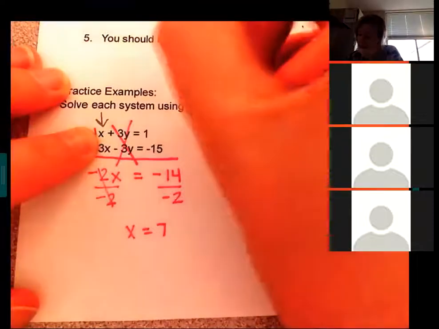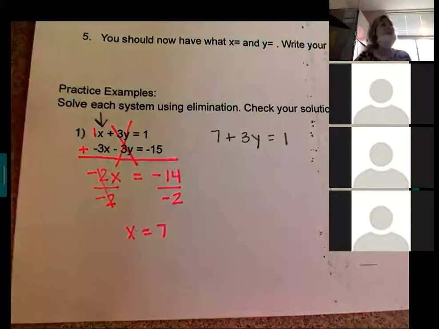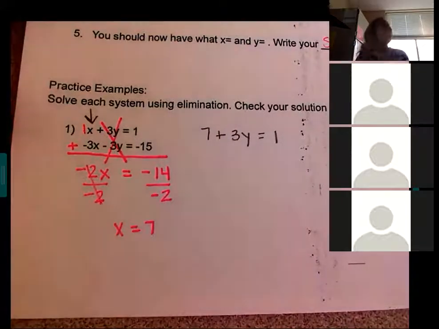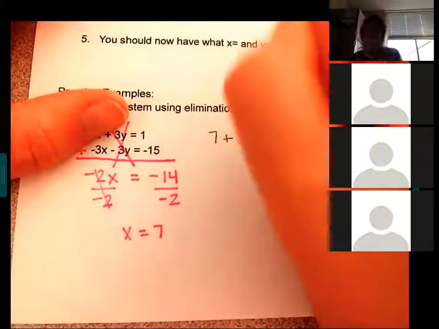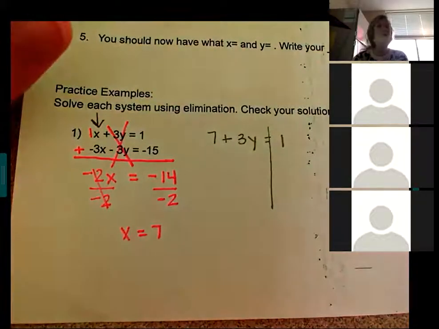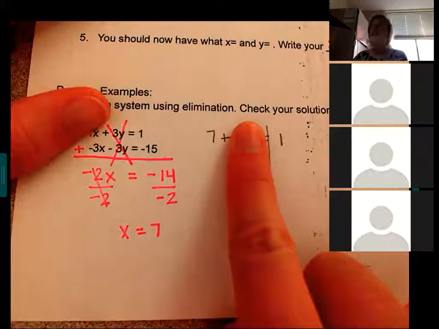So we've got 7, plus 3y equals 1. And what do we need to do now? Yes, exactly. Now you just got to solve for y. Cover the y. Curtis said subtract the 7. He's right.